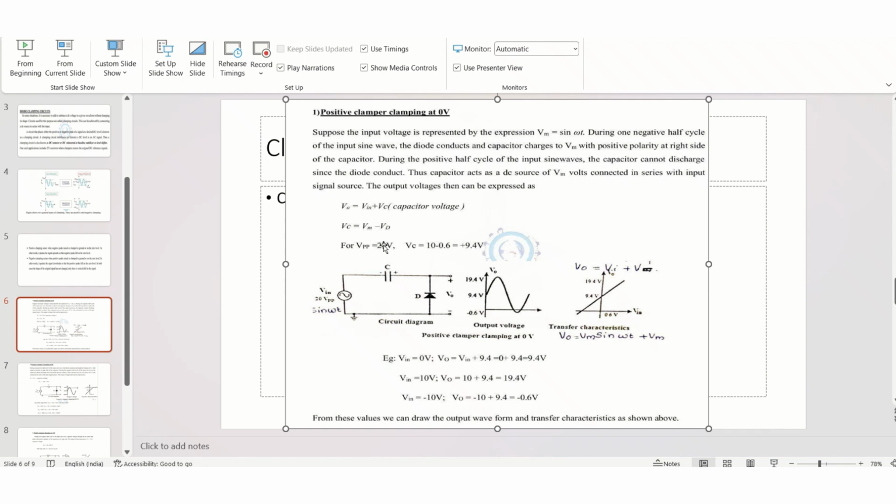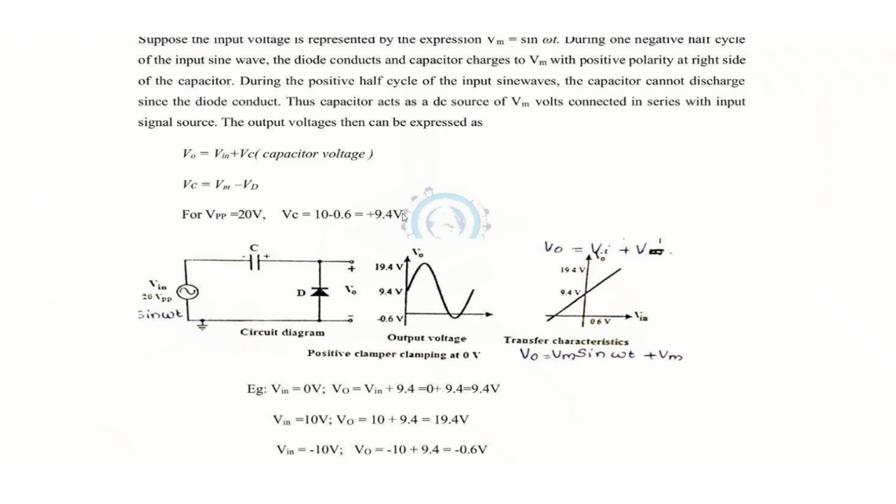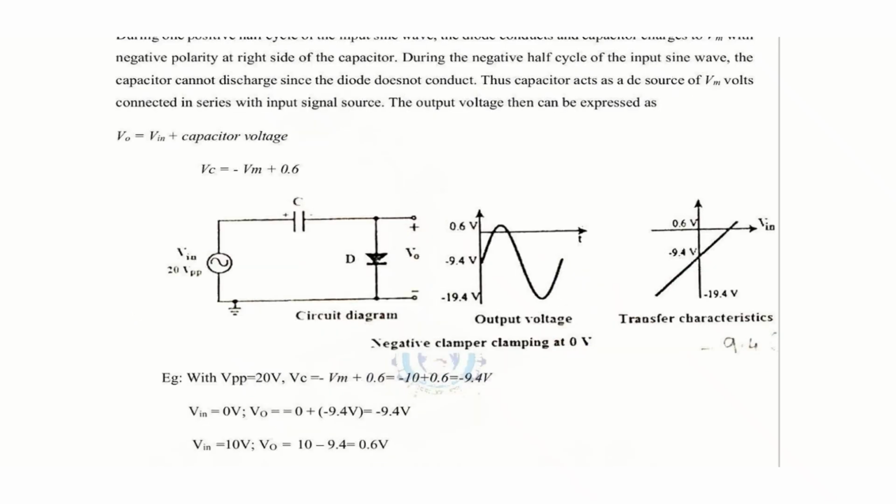So the positive clamper circuit diagram and the transfer characteristics are as shown in the figure. Likewise, we can explain the operation of negative clamping also. This is the operation of the positive clamper. In the case of the negative clamper, what will happen? The diode direction is reversed. This is the circuit diagram of a negative clamper. During the positive half cycle, the diode conducts and the capacitor charges. This is the conduction cycle.